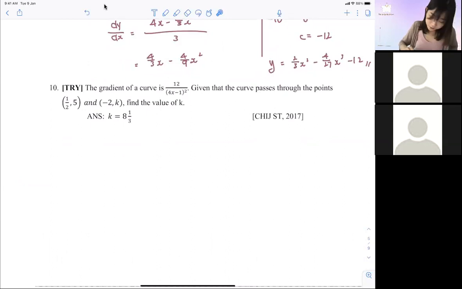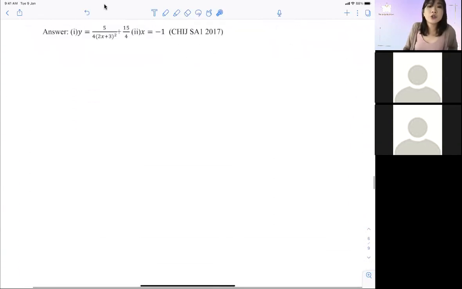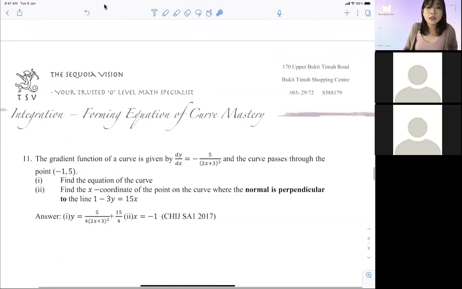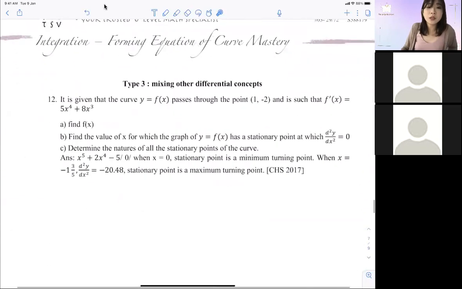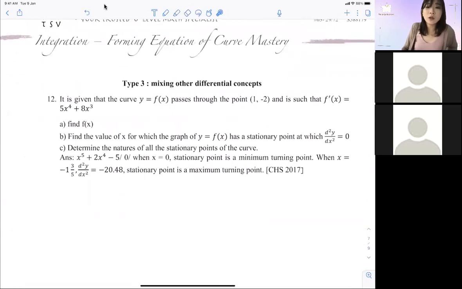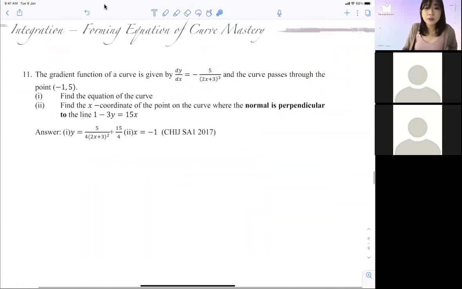Okay. Nice. Next one, 11. Now 11 is the last question that is purely integration. Later on, we will see certain questions that link all of our other concepts together. Okay.